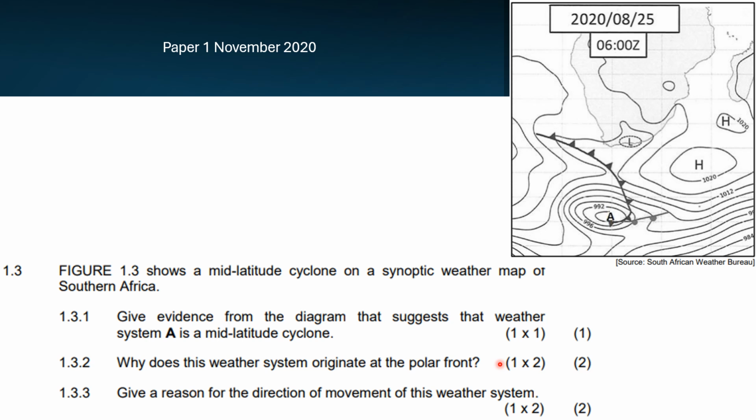1.3.3, give a reason for the direction of the movement of this weather system. Be careful. The question is not asking you to say that the system moves from west to east as it does. The question wants to know why the movement is from west to east. And the answer is going to be that the mid-latitude cyclone is pushed eastwards or driven eastwards by the westerly winds that occur between 30 and 60 degrees.